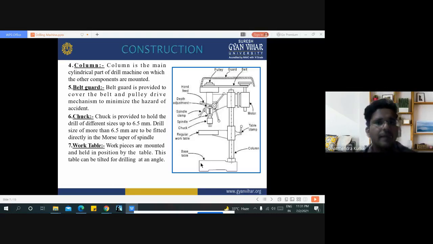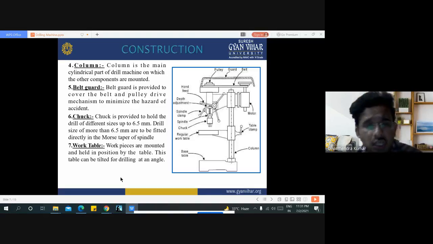Belt guard. The belt guard is provided to cover the belt and pulley drive mechanism to minimize the hazard of accidents. Here we can see the belt guard, and this is the belt. Here a servo motor is associated, and the movement of the spindle is carried out with the help of this belt.